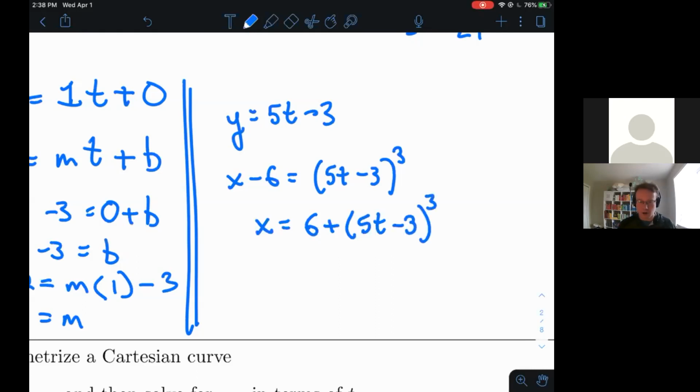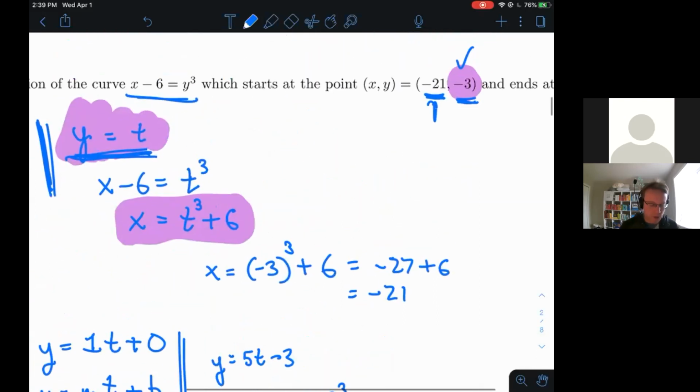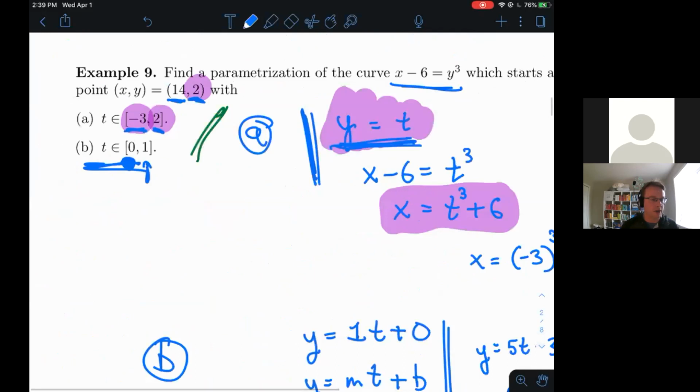And right, if you're paranoid, it's good to be a decent level of paranoid anyway. If you plug in 0 for t, and if you plug in 1 for t, you do verify that you get those correct ending points there. And so you do get out x is equal to -21 and x is equal to 14.